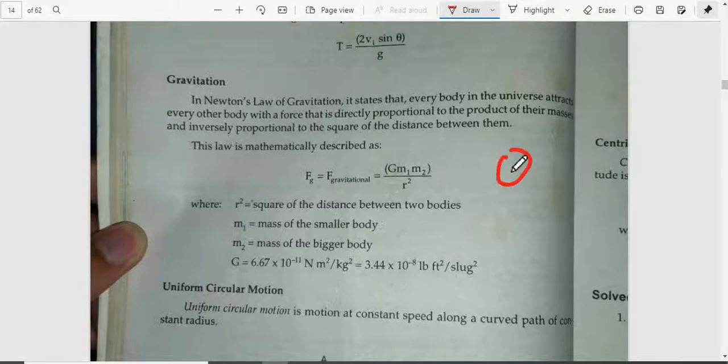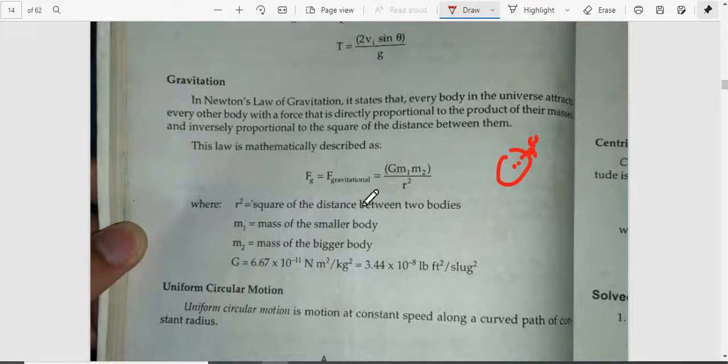So, for example, you have your Earth, and then you have your human. The human is tiny compared to the giant Earth. The Earth itself has gravity. So the distance between the center of the Earth and the human being is your r squared. Then m1 is the smaller mass, which is your human body, and m2 is the mass of your Earth.